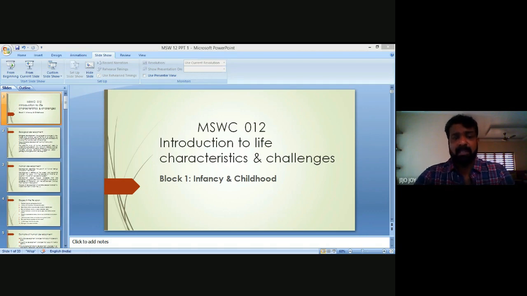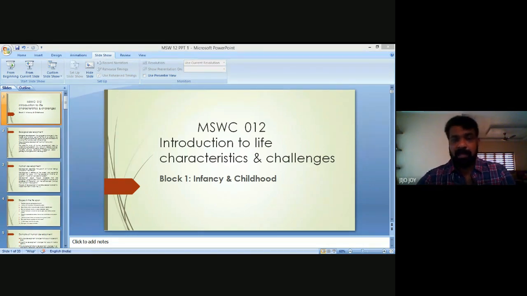Then the next one, the fourth, is early childhood. That happens up to 6 years, so we call it the preschool years. 2 to 6 years, we call it the preschool years. After early childhood, the next stage is late childhood, from 6 to 10 or 12 years.